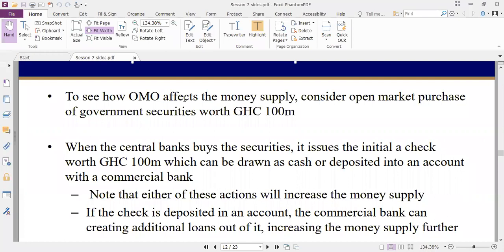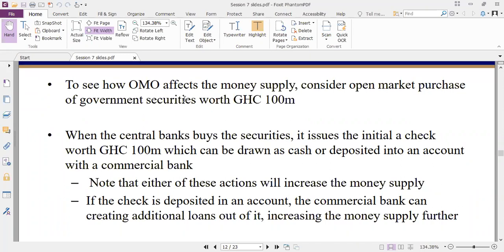Okay, so remember, we have the Ghana Stock Exchange. That is where government securities are bought and sold. So when you go there, they can give you back your money in cash. They can also decide to deposit that in a bank account for you. So this is going to increase money supply in the system.